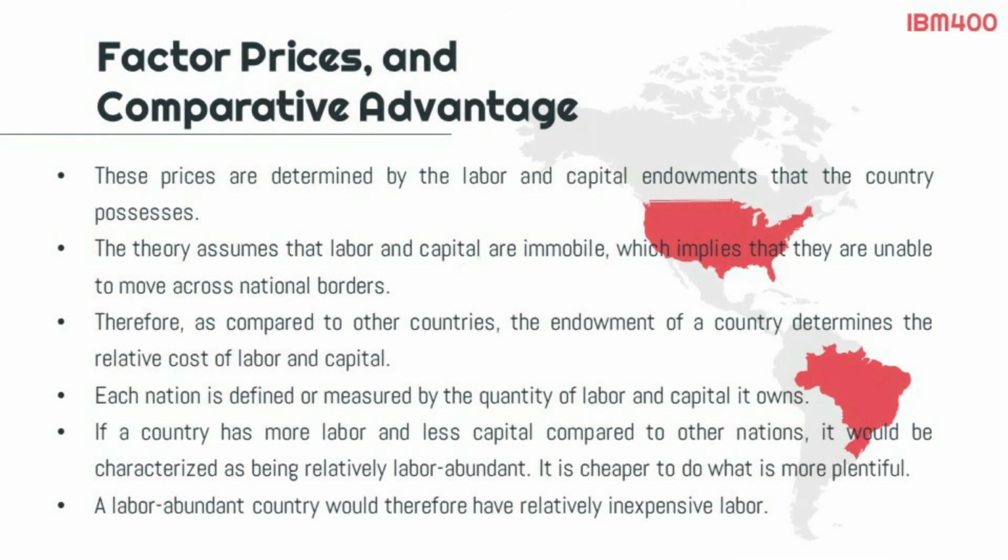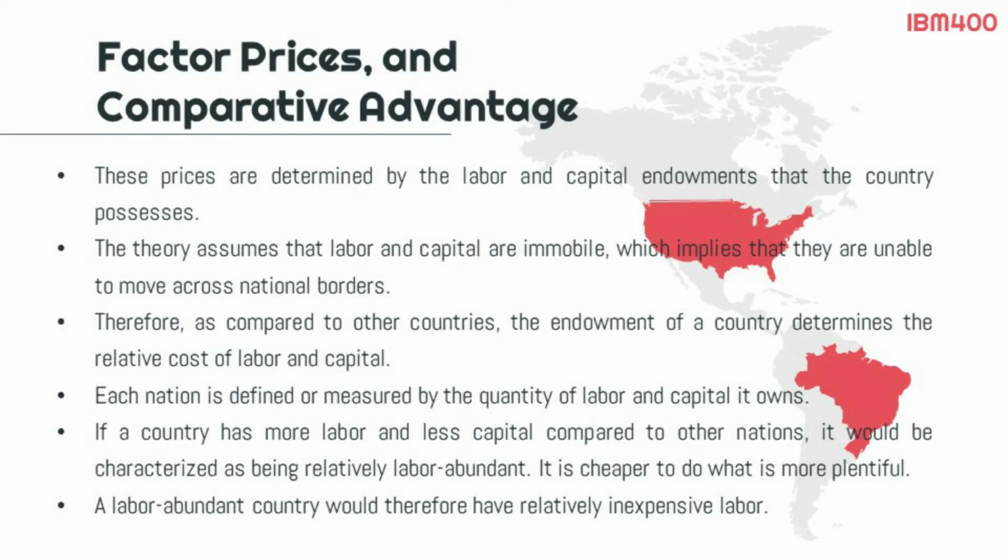Next is factor price and comparative advantage. These prices are determined by the labor and capital endowments that the country possesses. The theory assumes that labor and capital are immobile, which implies that they are unable to move across national borders. Therefore, as compared to other countries, the endowments of a country determine the relative cost of labor and capital.